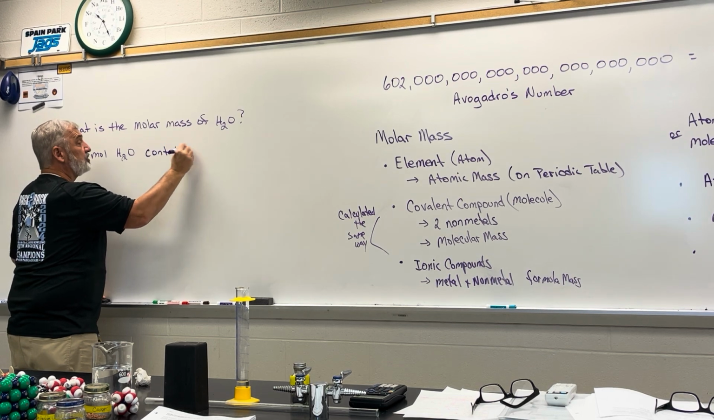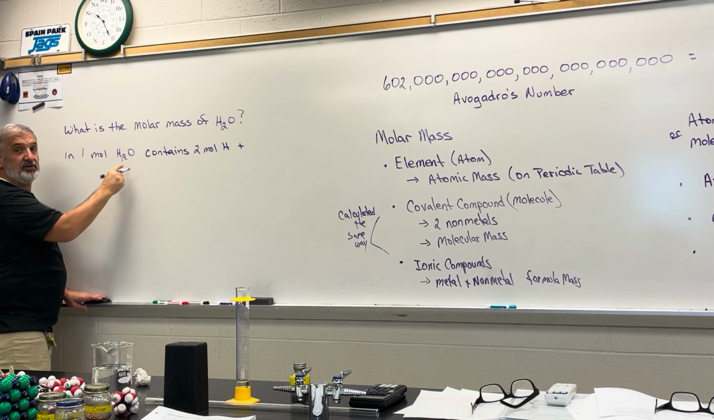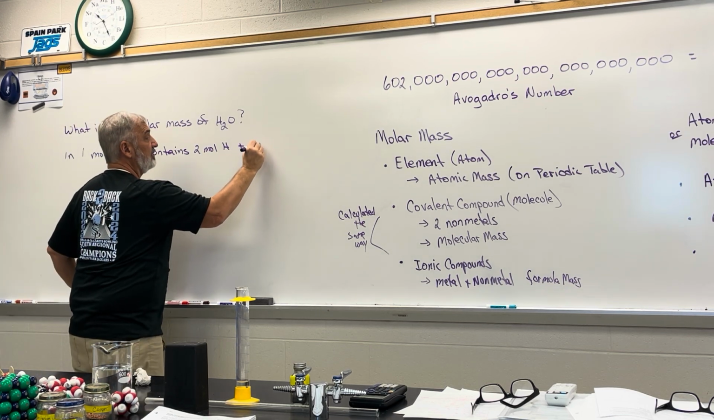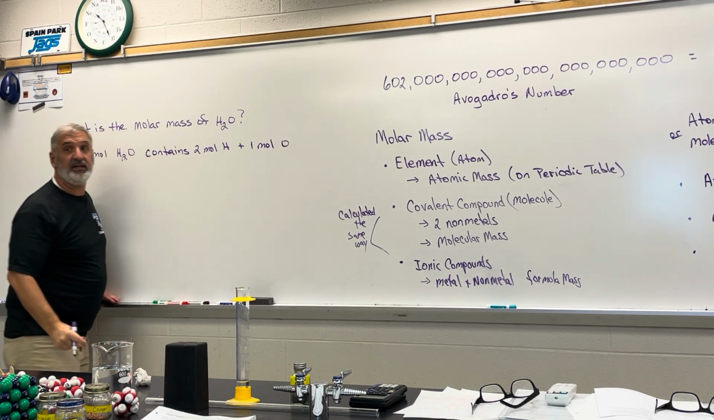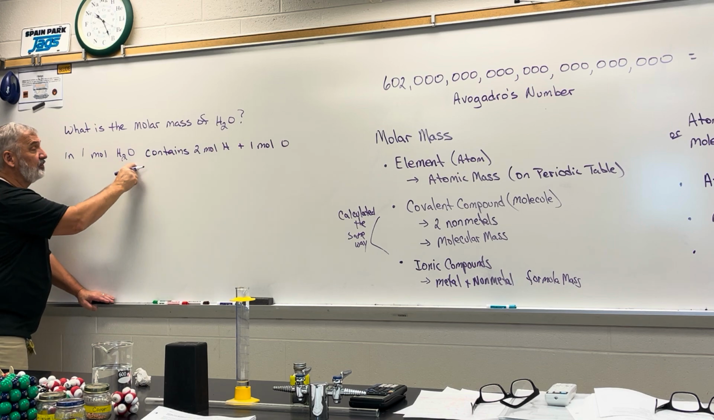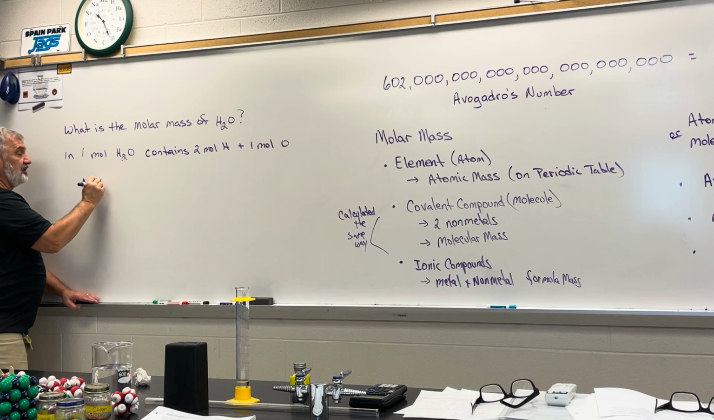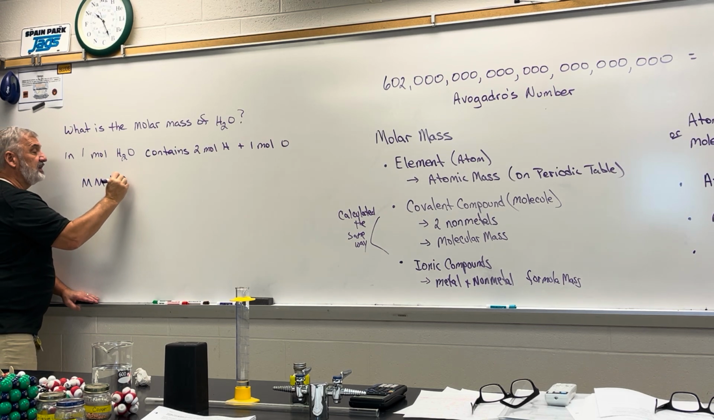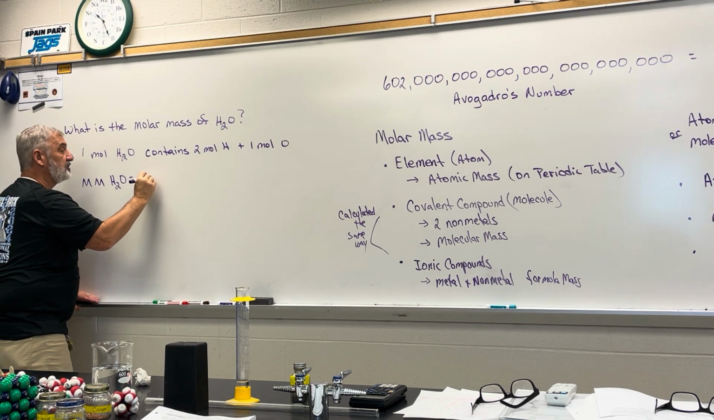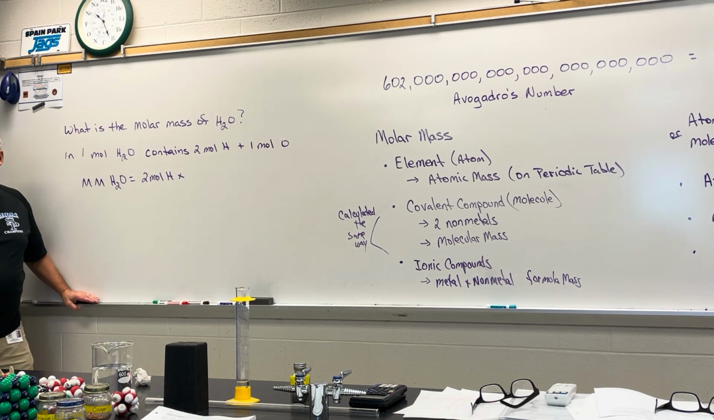contains 2 moles of hydrogen plus how much oxygen do I have? 1 mole. 1 mole of oxygen. Is everybody with me on that? So if I want to get the mass then of a mole of water, what do you think I do? Add them together. The molar mass of H2O is going to equal 2 moles of hydrogen times, what's the mass of each mole of hydrogen? And how do we find that out?